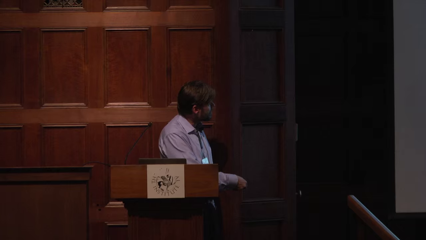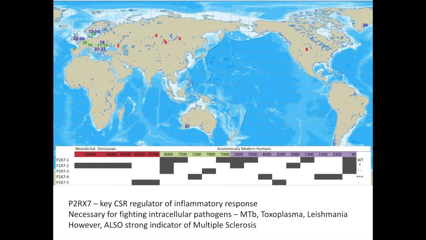And so I've just given an example here, P2RX7, which is a key cell surface receptor that one of the medics we work with is interested in. It's to do with your inflammation response, and it's how you fight things like intracellular pathogens, MTB. If you're deficient in this, you die very, very quickly if TB is around, but also toxoplasmosis, leishmania. The reason the medics are very interested in this is that by becoming very inflammatory, your response to these pathogens to fight off TB and toxoplasmosis, you also make yourself very liable to multiple sclerosis. So the alleles which are most strongly protective against the pathogens also make you most strongly susceptible to having a false inflammation response inside the brain, which is what leads to multiple sclerosis.